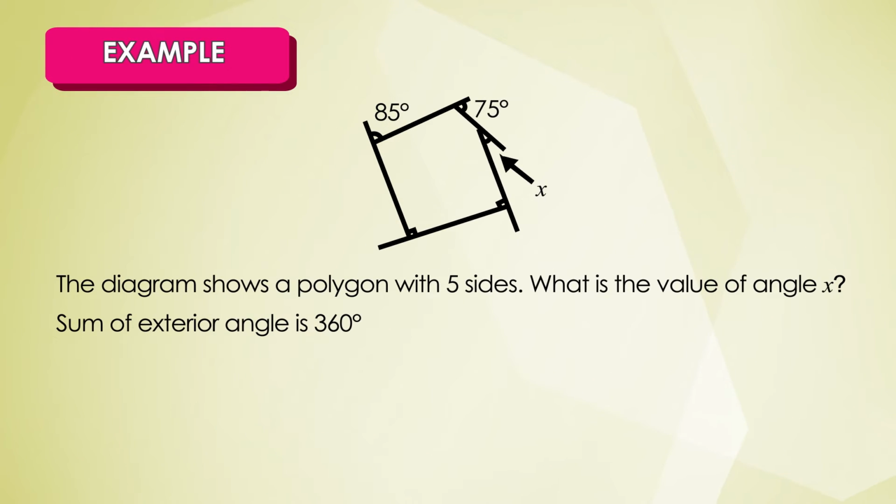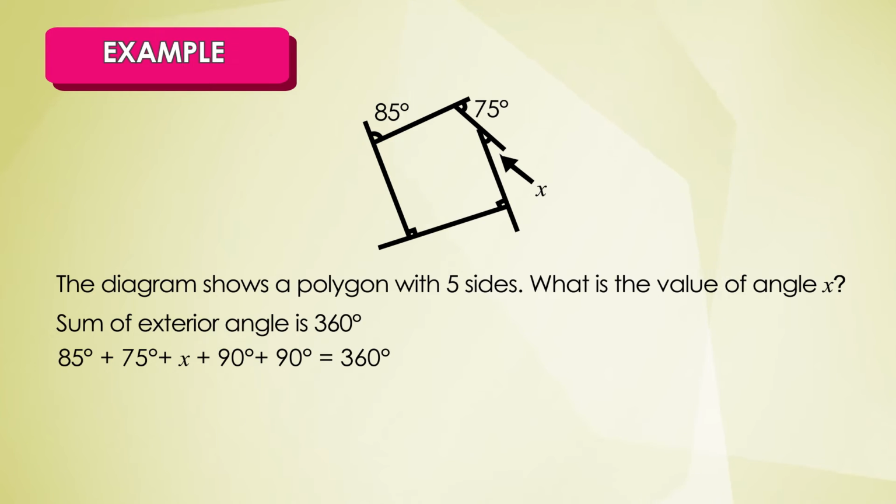Time for another example. This is interesting. The diagram shows a polygon with 5 sides. What do you think is the value of the angle x? Excellent work again, girls and boys. Knowing that the sum of the exterior angles of the polygon is 360 degrees, we can find the value of x. Each right angle is equivalent to 90 degrees.